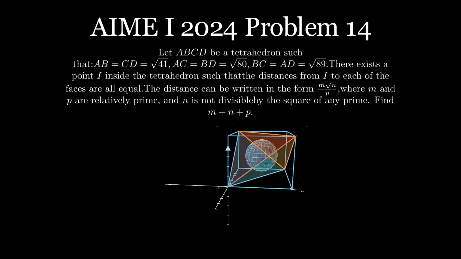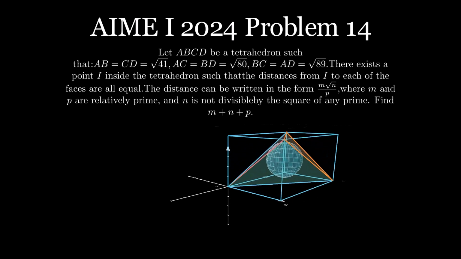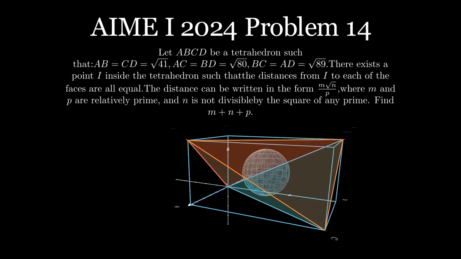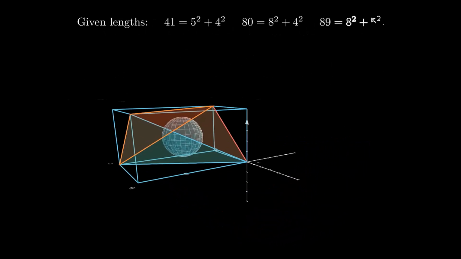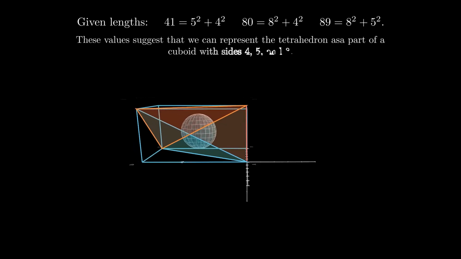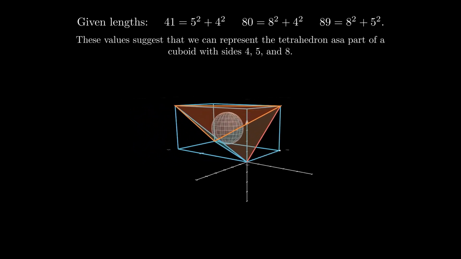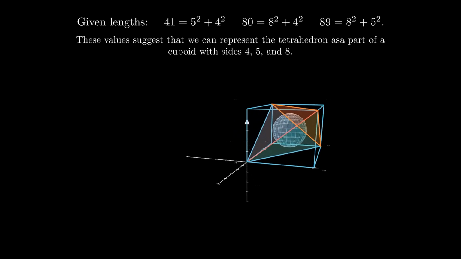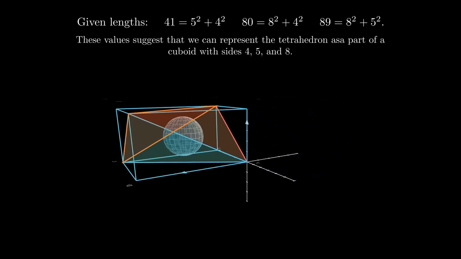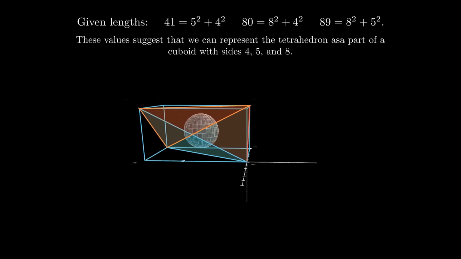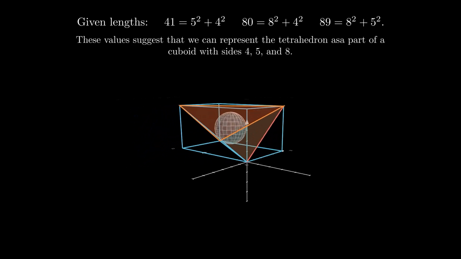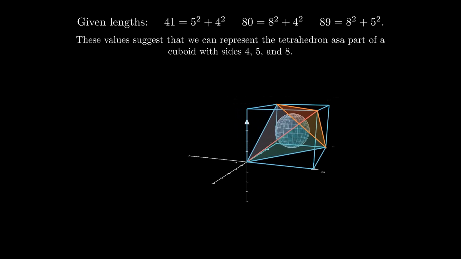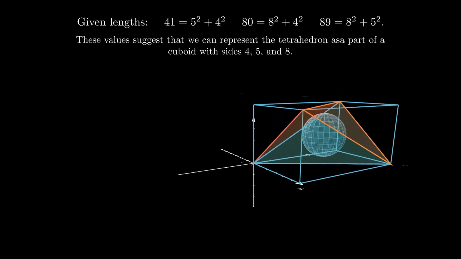At first glance, the problem seems complex, but if we dissect its structure, a beautiful solution emerges. We start by visualizing the tetrahedron with edge lengths derived from specific numbers. Notice how square root of 41, square root of 80, and square root of 89 can each be expressed as square root of sums of two perfect squares. This observation hints at a hidden symmetry, allowing us to embed the tetrahedron in a cuboid.